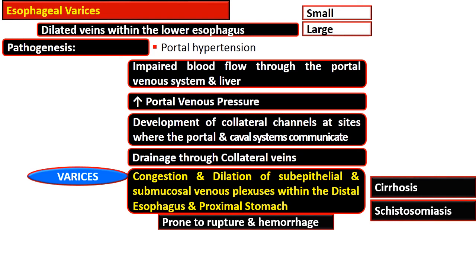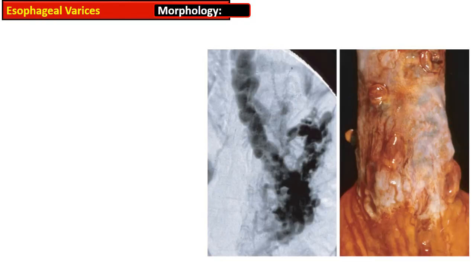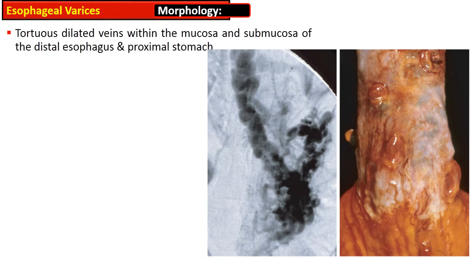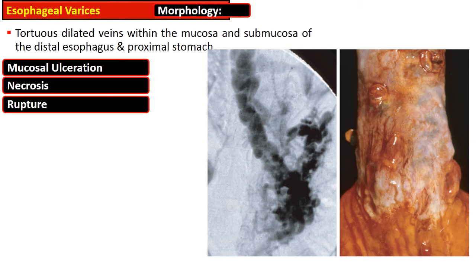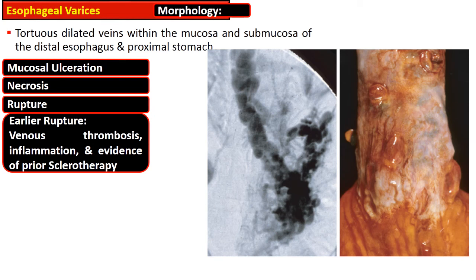They are secondary to cirrhosis and schistosomiasis. Now the morphology of the esophageal varices. These are tortuous dilated veins within the mucosa and submucosa of the distal esophagus and proximal stomach. There is mucosal ulceration, necrosis and rupture, and the signs of the earlier rupture can also be seen. These are the venous thrombosis, inflammation and evidence of prior sclerotherapy.